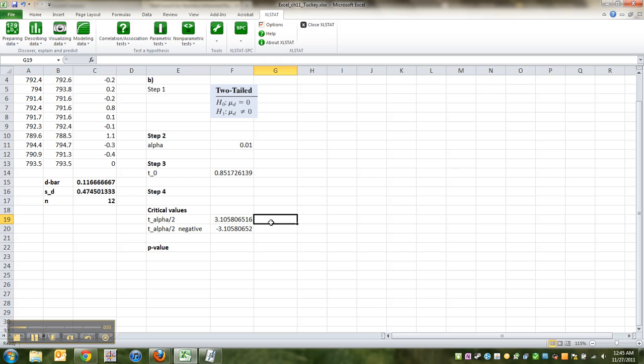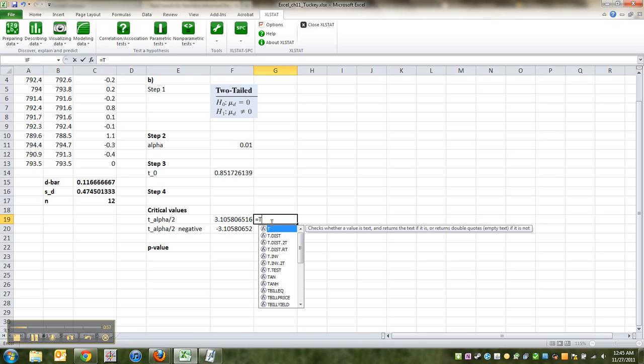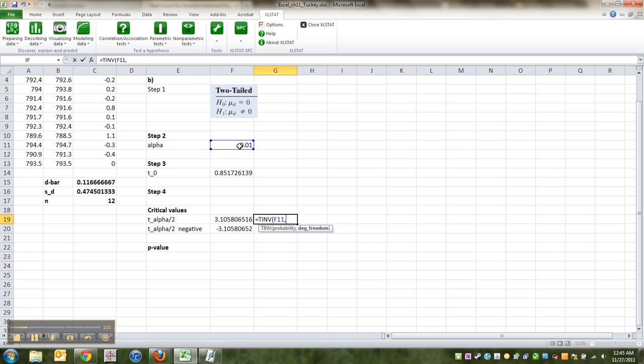Now, what if you have old school Excel? Well, it's actually the same thing. It's TINV and then 0.01. Degrees of freedom is 12, take away 1. And I know what you're thinking. You're thinking, well, that seems easier. Yes, it is, except for one-tailed tests. Two-tailed tests, they're kind of equal to each other in difficulty. But one-tailed tests are much easier with the new functions than the old functions. We'll get to those later in other videos.